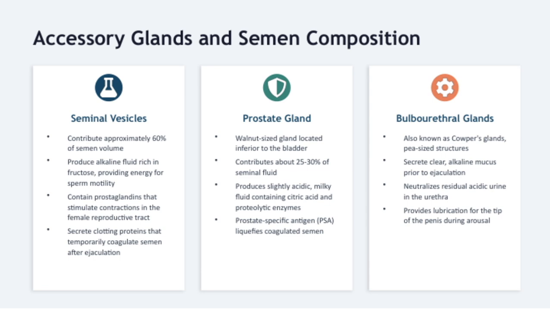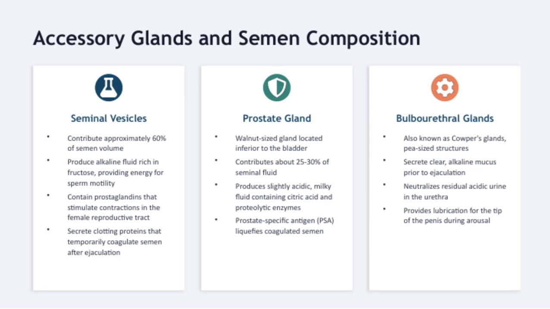Moving on, the bulbourethral glands contribute about 25 to 30% of the seminal fluid. Interestingly, the fluid they produce is slightly acidic and milky in appearance, containing citric acid and proteolytic enzymes. One important enzyme is PSA, or prostate-specific antigen, which helps liquefy the semen after ejaculation, ensuring the sperm can move freely. Next, let's discuss the prostate gland.